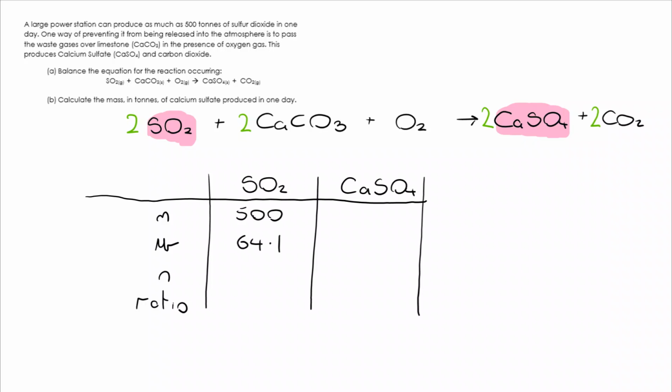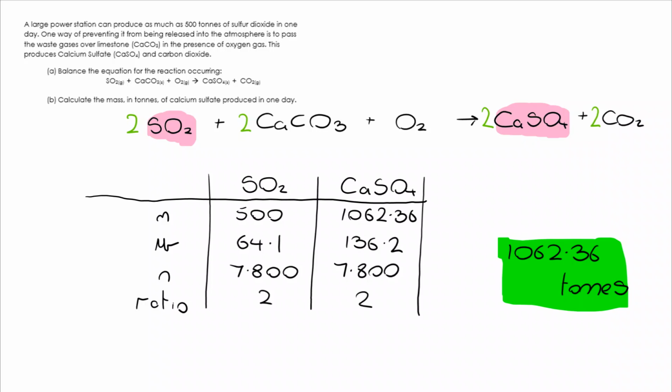My Mr is 64.1, taking me to a mole value, m over Mr, of 7.8. My mole ratio from the equation is 2 to 2. So if 2 moles makes 2 moles, 7.8 makes 7.8. I can then find my Mr, 136.2, multiply those together, and I get a mass of 1062.36 tonnes.